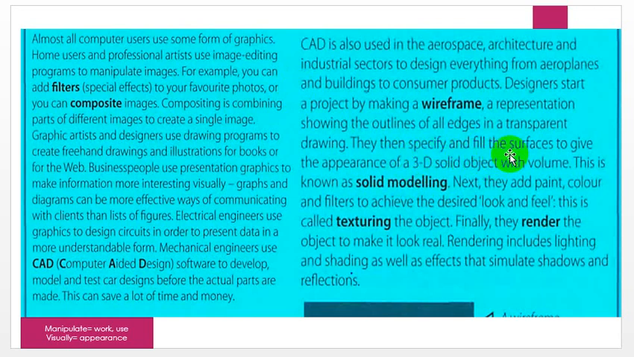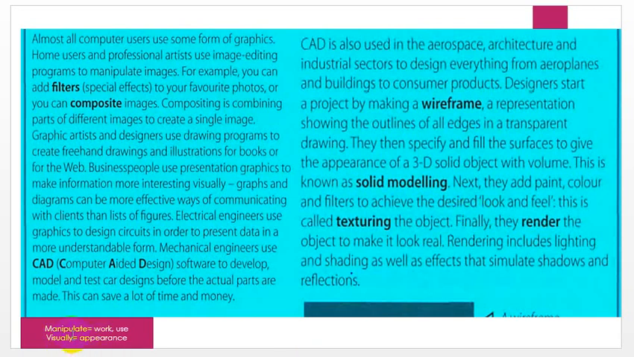Specify and fill the surface to give it color. Next, they add paint, color, or filters to achieve the desired look and feel. This is called texturing the object. Finally, they render the object to make it look real. Rendering includes lighting and shading, as well as effects that simulate shadows and reflections. If you don't know any of the words, please check your dictionary.